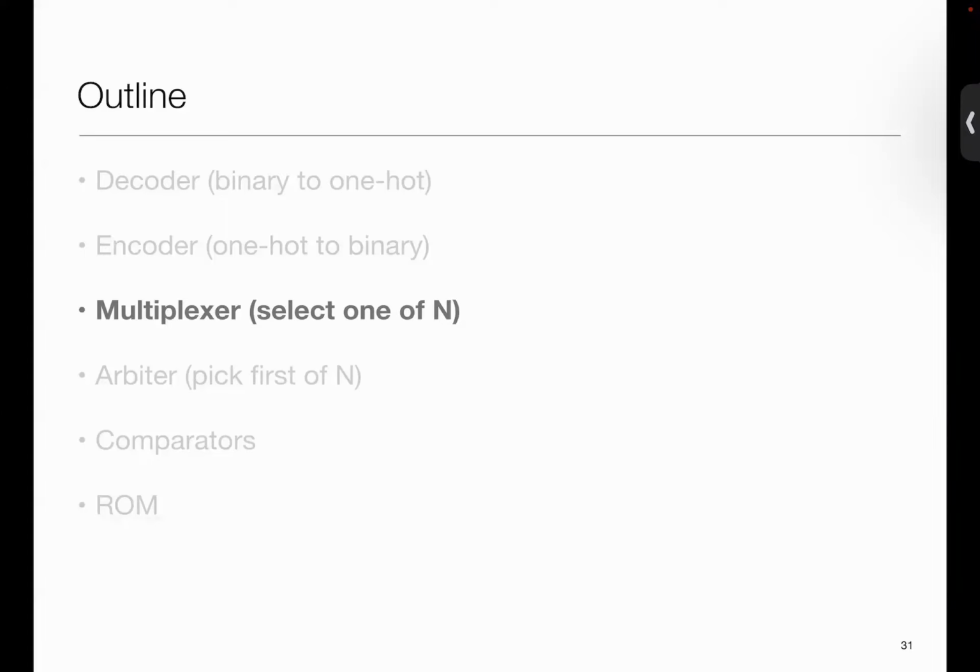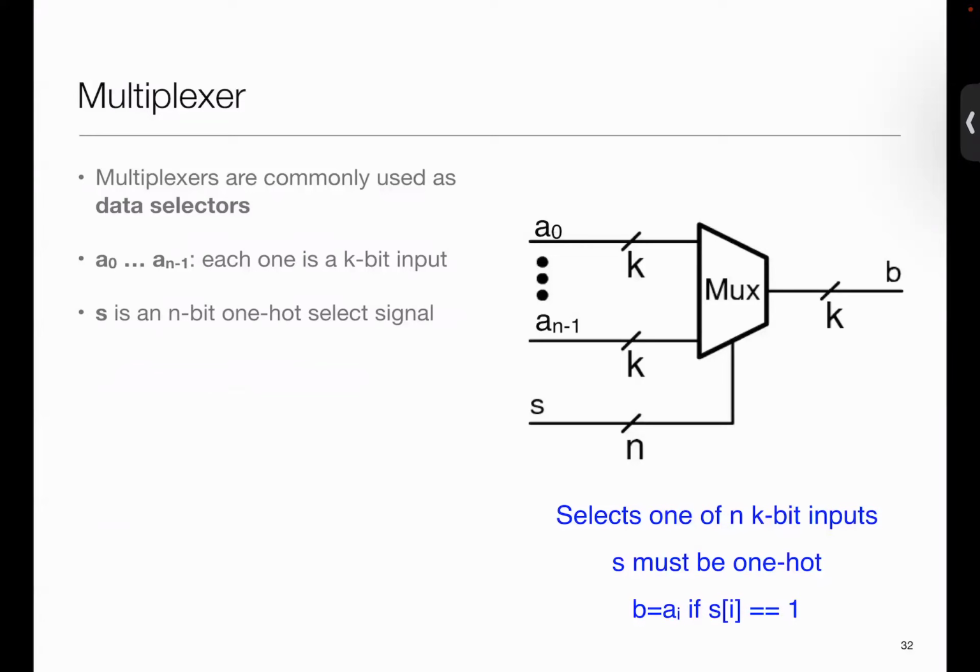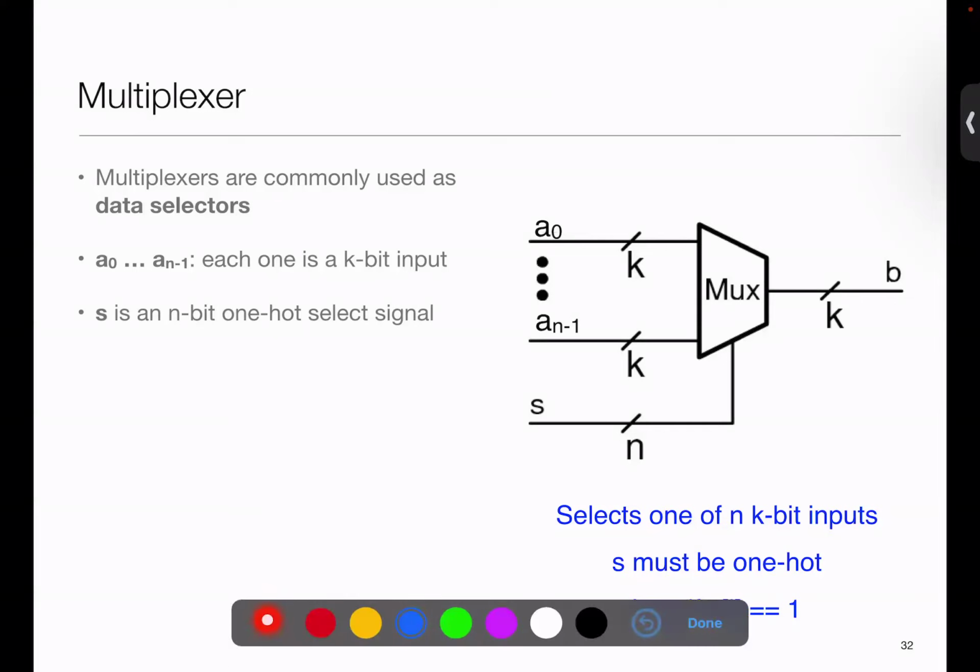We are pretty close to the end time, but just to do a little peek ahead, the next module we are going to cover is the multiplexer. Multiplexers are used anytime we need to select a data source. So imagine I have n sensors, each one producing a stream of values, right? A0 through AN-1 represent data coming from n sensors, and each sensor produces k bits of data at a time.